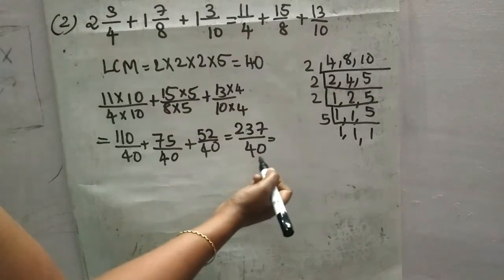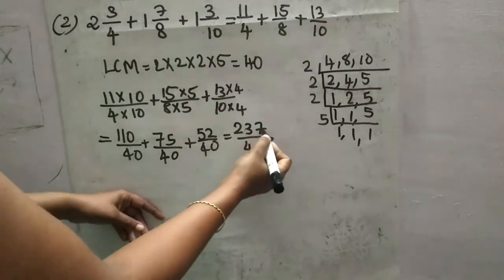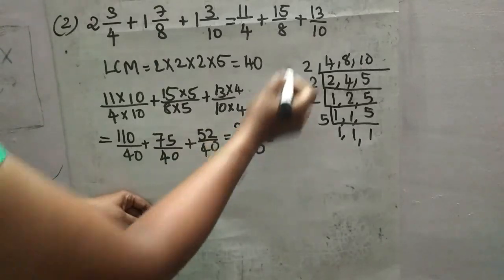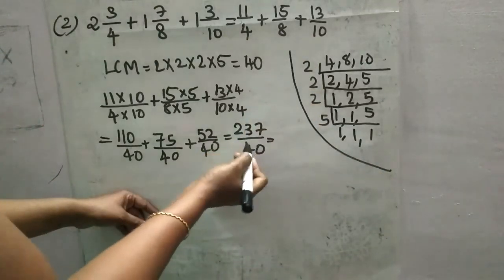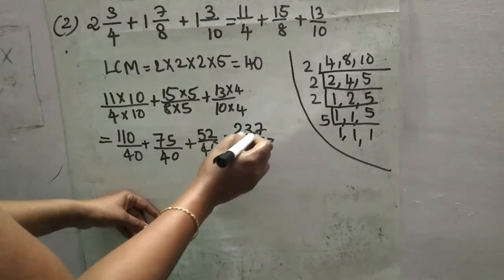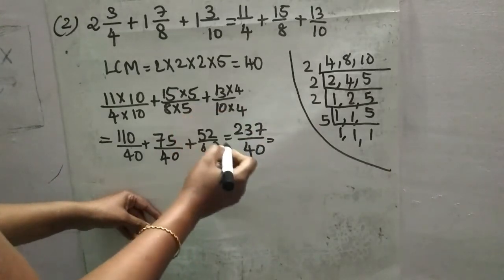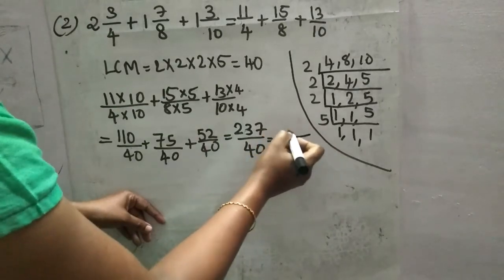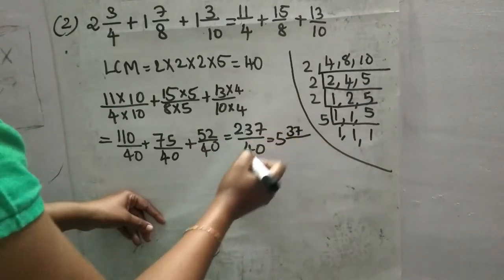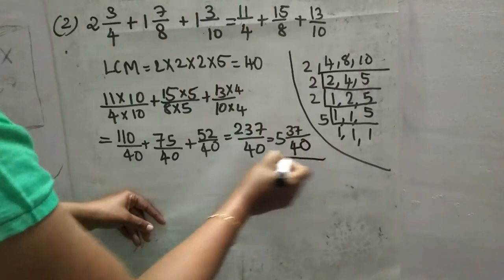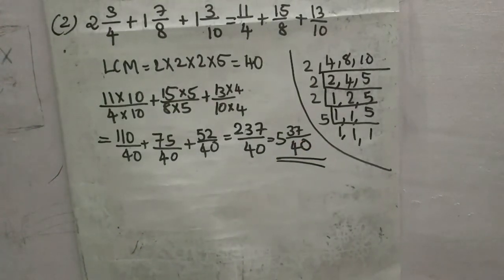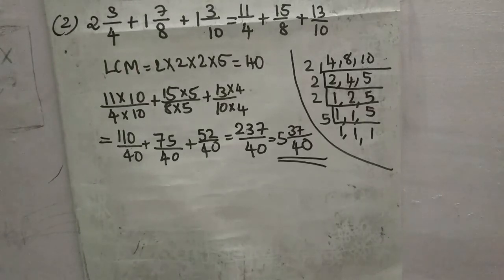237 by 40. Now when you look at this 237 by 40, it is an improper fraction. So we want to change this fraction into a mixed fraction. So when you divide 237 by 40, what will you get? 40 in 200, 5 times. Remaining 37 is here. And write the denominator same. So the mixed fraction is 5 and 37 by 40.